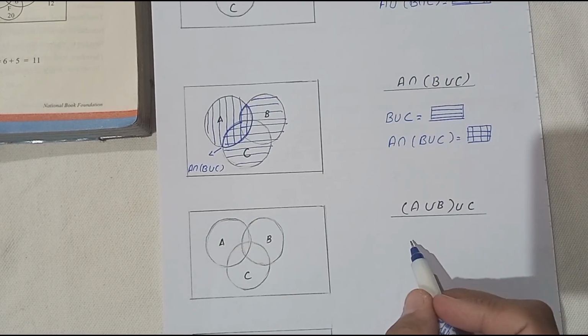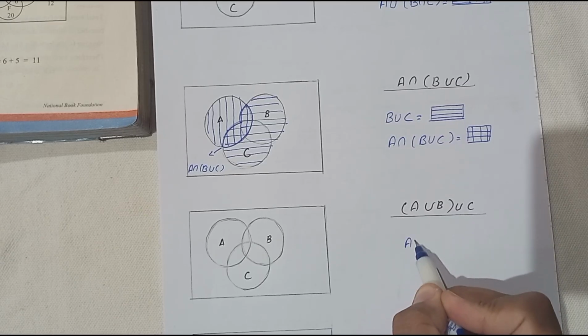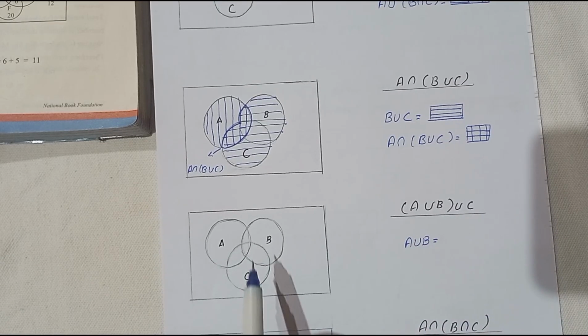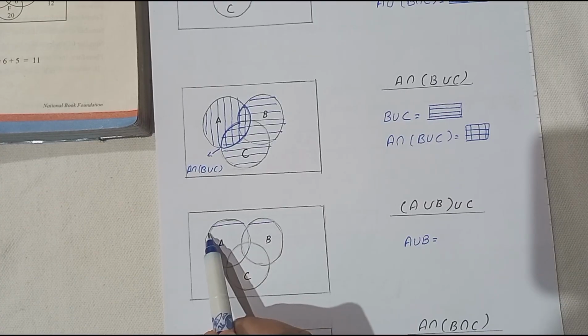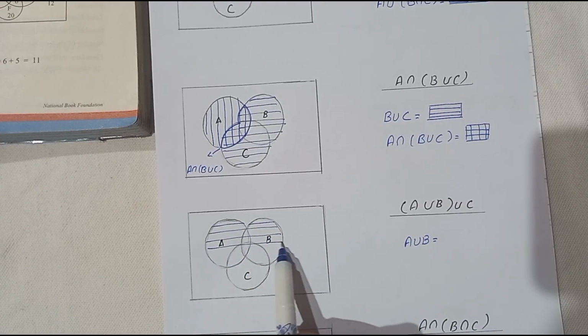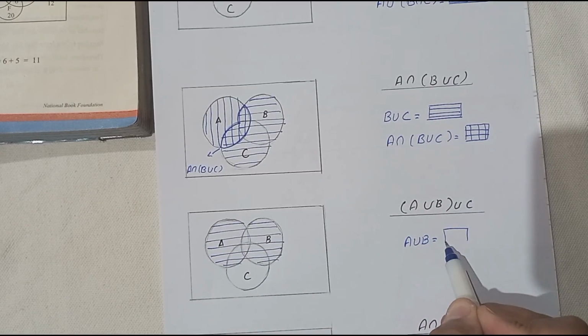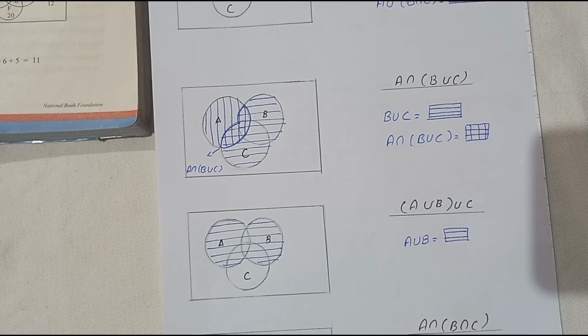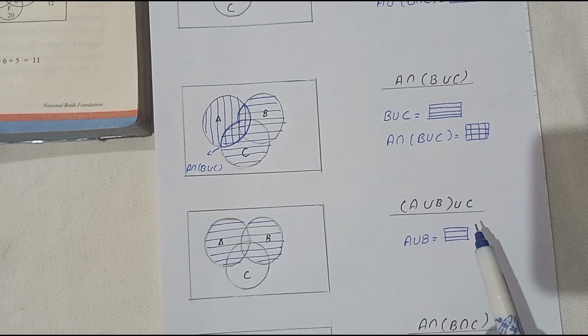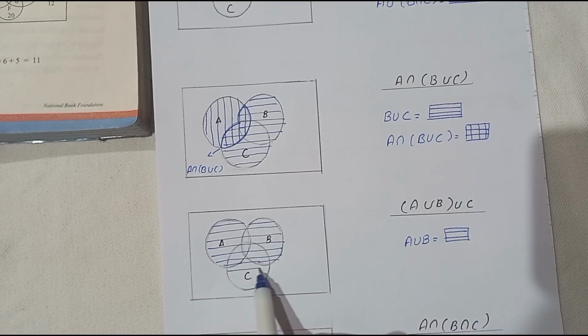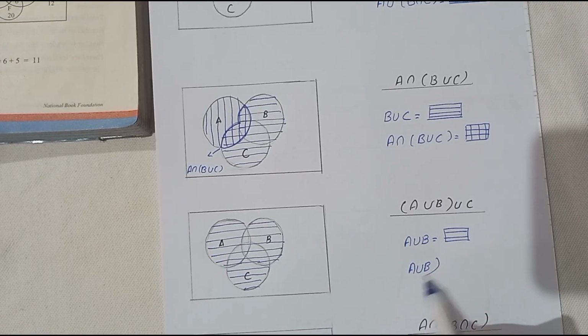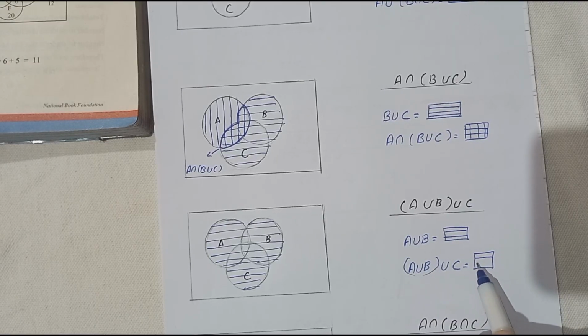Third part is the shading of A union B union C. It means that A union B equals all shading of A and B with the horizontal line, and union C means all part of C. So it means all part of A, B and C is shaded and is the required answer. So here A union B union C equals all the shaded part with the horizontal lines.